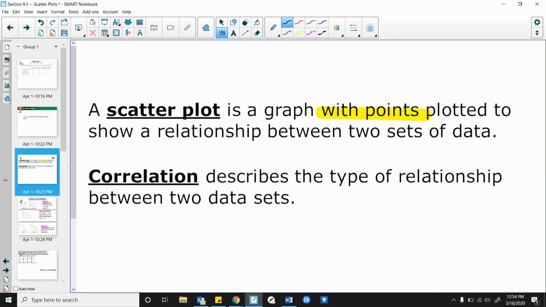We're not actually going to connect any lines or anything yet. All we're going to do is plot points, and this is the first one, which is called a scatter plot. The second definition we have there is a correlation. A correlation describes the type of relationship between two data sets. All we're focused on is two data sets, and I'll show you a little bit about what that means as we move forward.